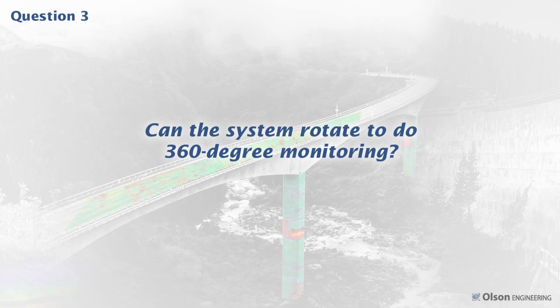Can the system rotate to do 360-degree monitoring? Some of the new rockfall and mining applications by IDS can do that, but not the one for bridges and structures. It's going to have a field of view of, say, up to 70 degrees. And as Larry mentioned a minute ago, it's really a 1D system. So it's measuring displacement towards the system, and we have to assume that displacement is in a single direction.